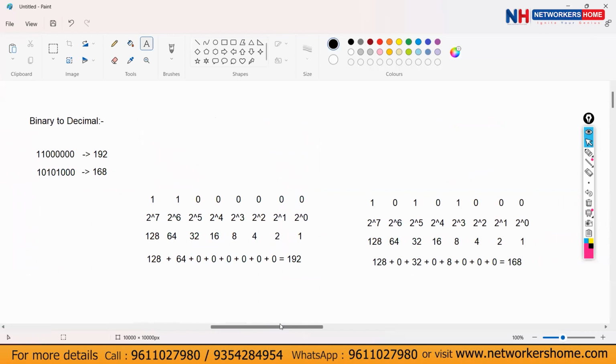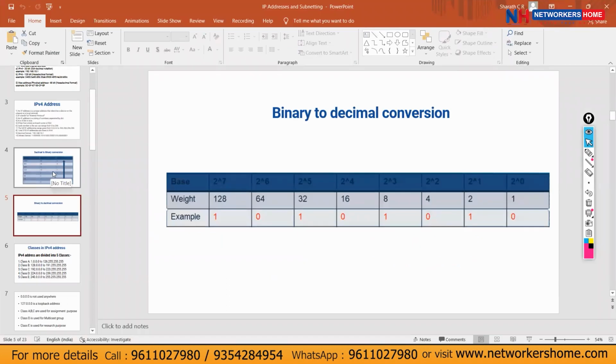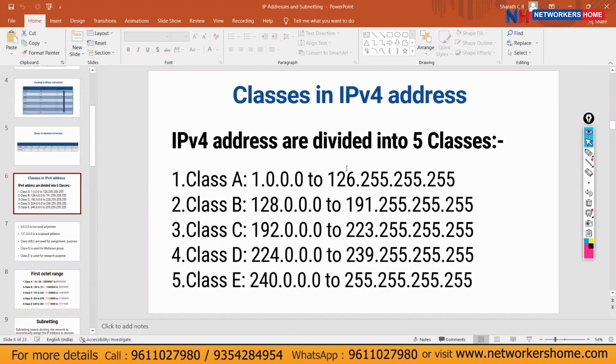Next, binary to decimal. What do we do? We take the binary number and spread it across the base. Then multiply the base value with the binary digit. After multiplication, add those values. After you add, you will get the decimal number. Okay. Decimal to binary, binary to decimal. Understood? Cool.